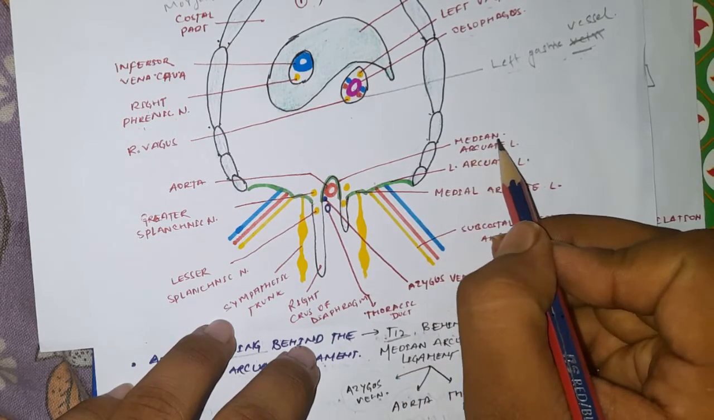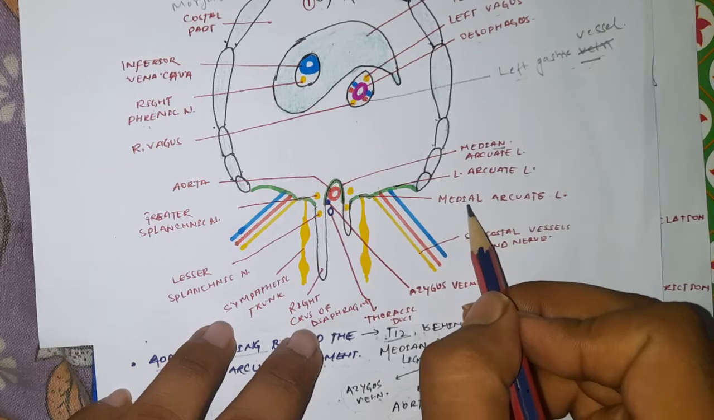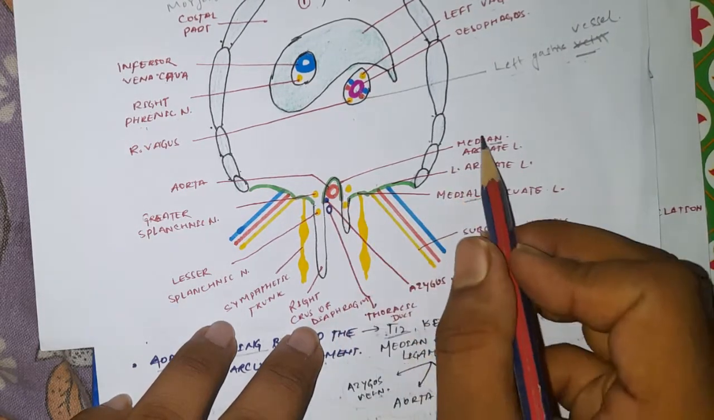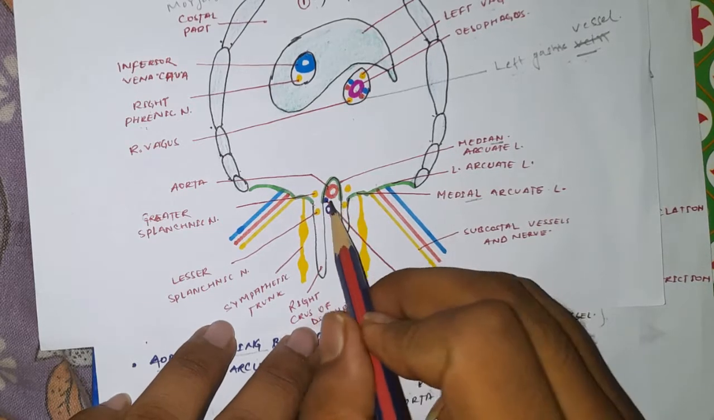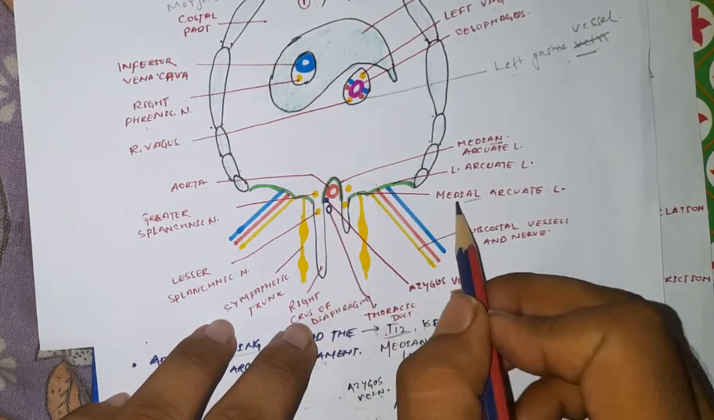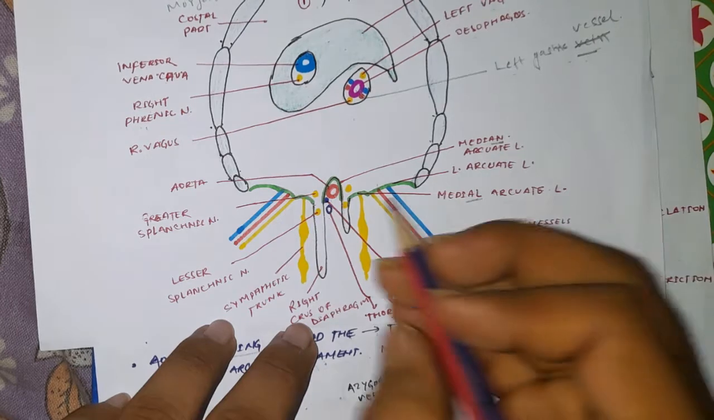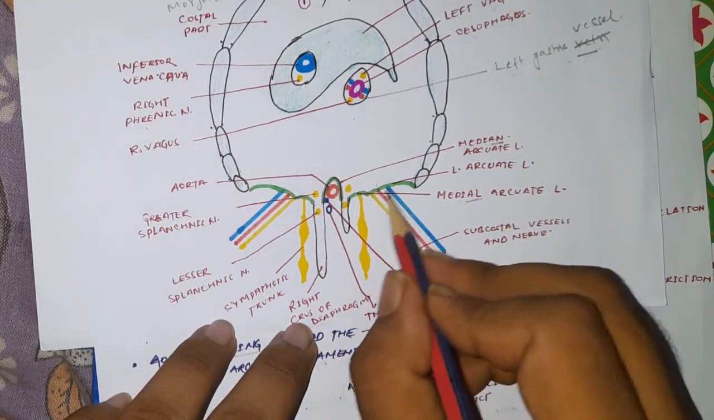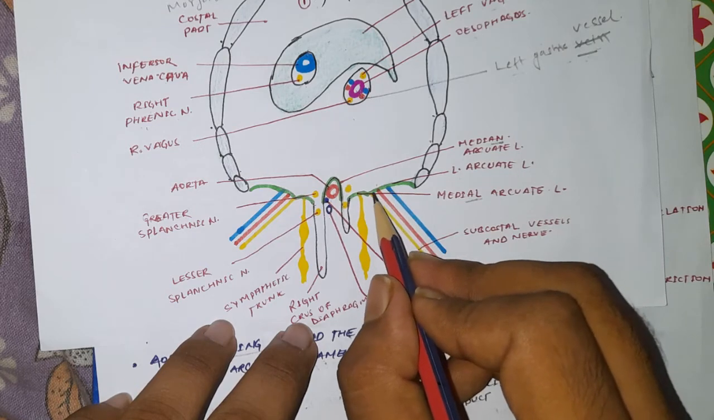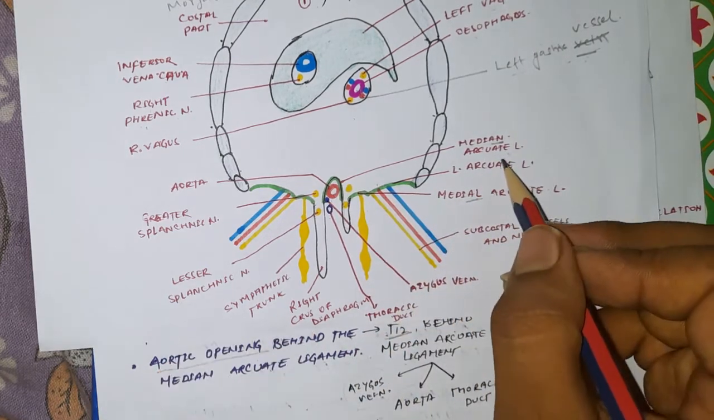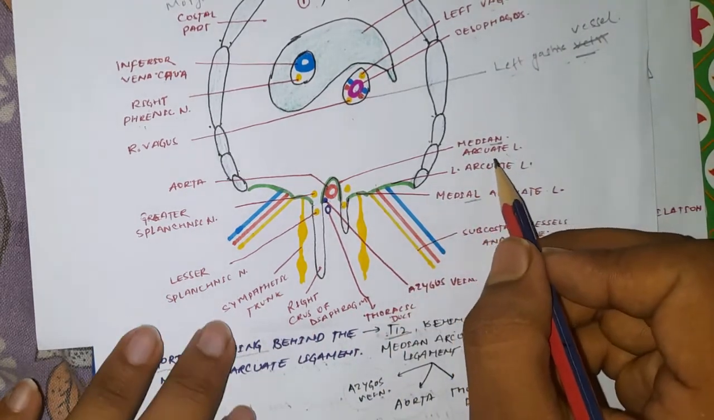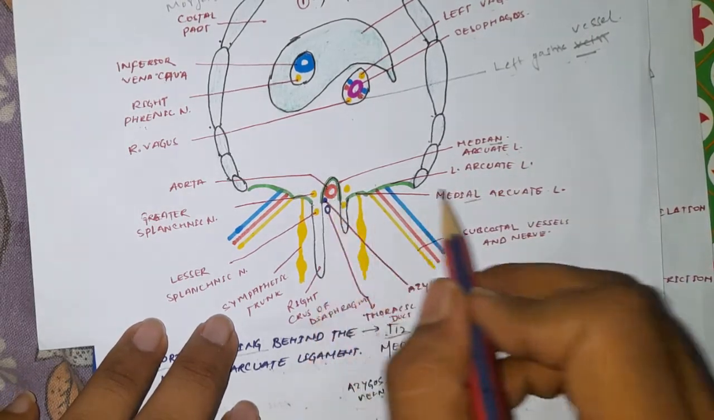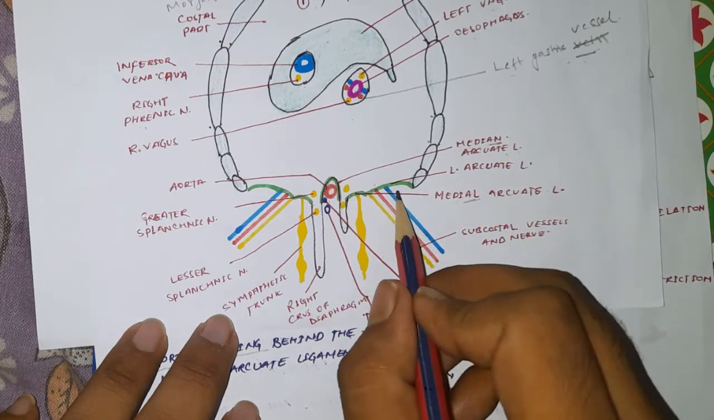This is the median, ending with n, and medial is ending with l. Median is present in the center, and medial means near the medial structure, and one ligament is present laterally. This is called the median arcuate ligament. These are present centrally, and the lateral ligament is lateral.